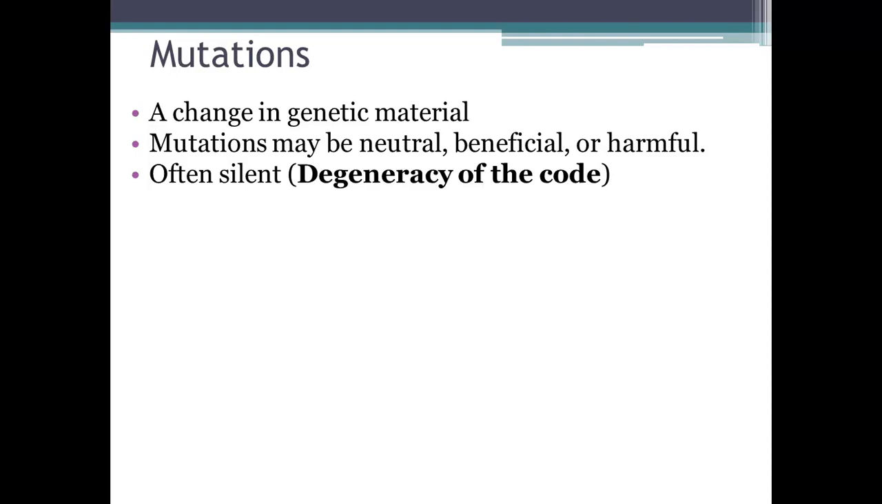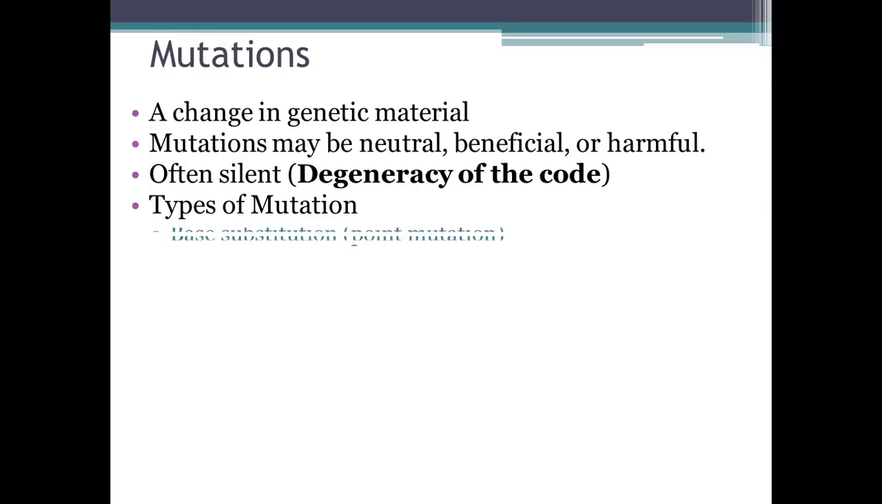So if you said it's when more than one codon codes for the same amino acid, you are correct. Types of mutation. Base substitution or point mutations are the most common type of mutation. It occurs when a single nucleotide is replaced with a different nucleotide. So there's a change in one of the bases.